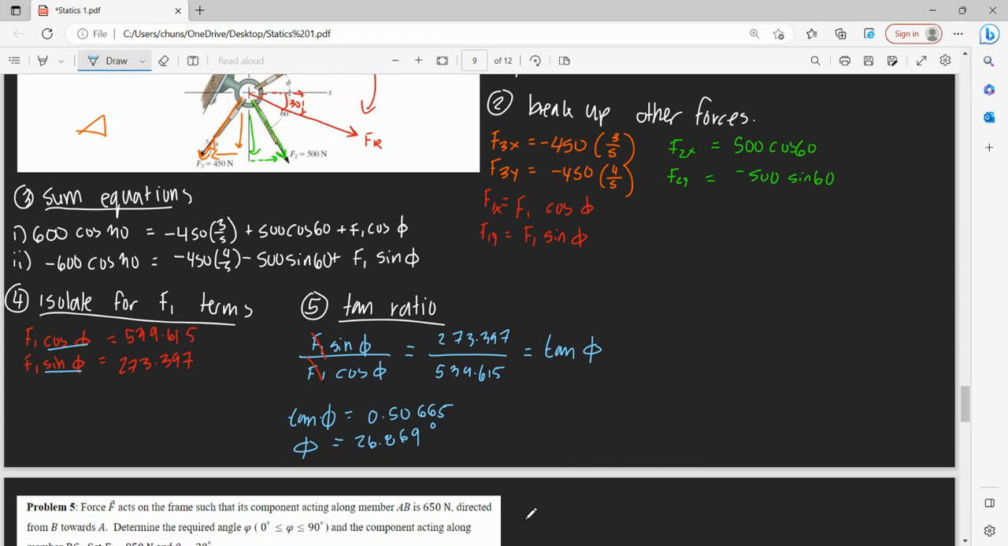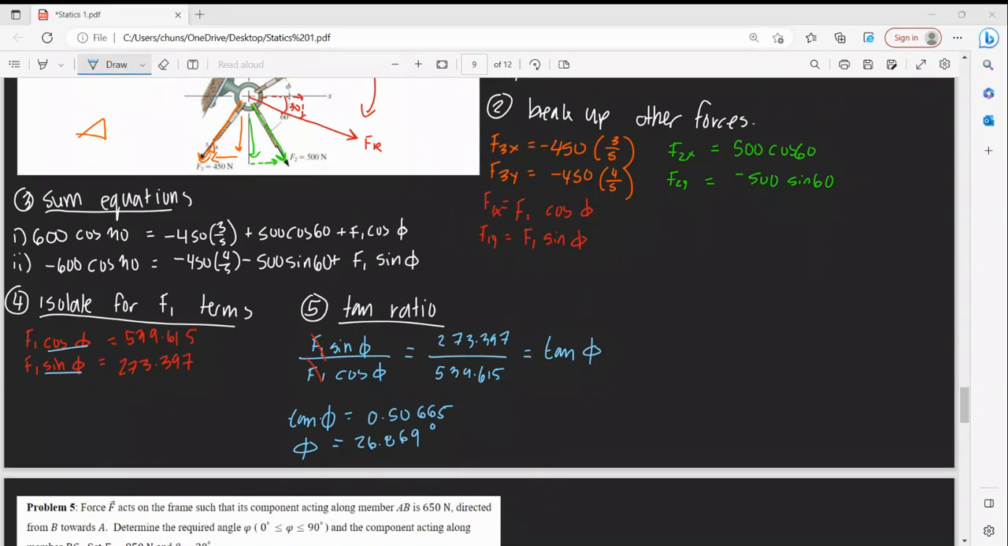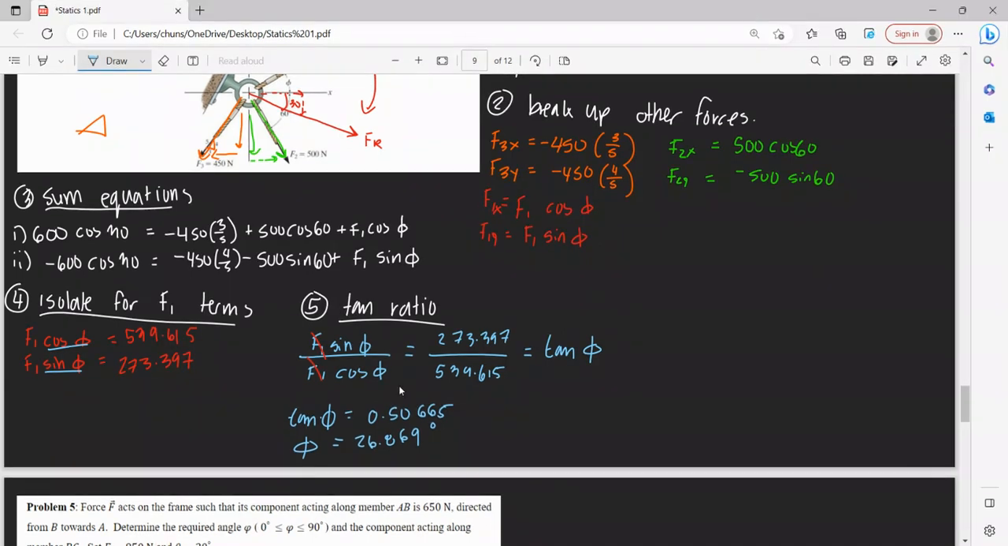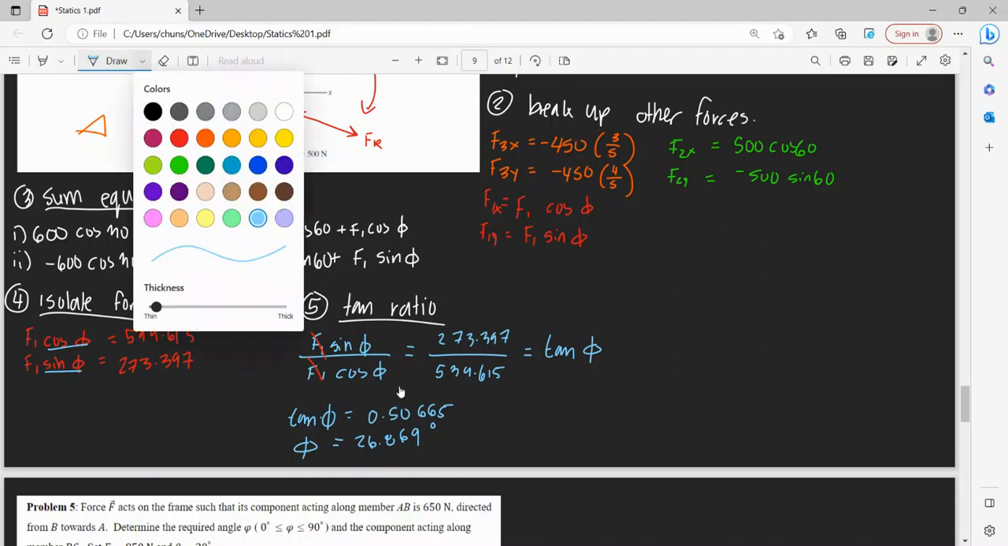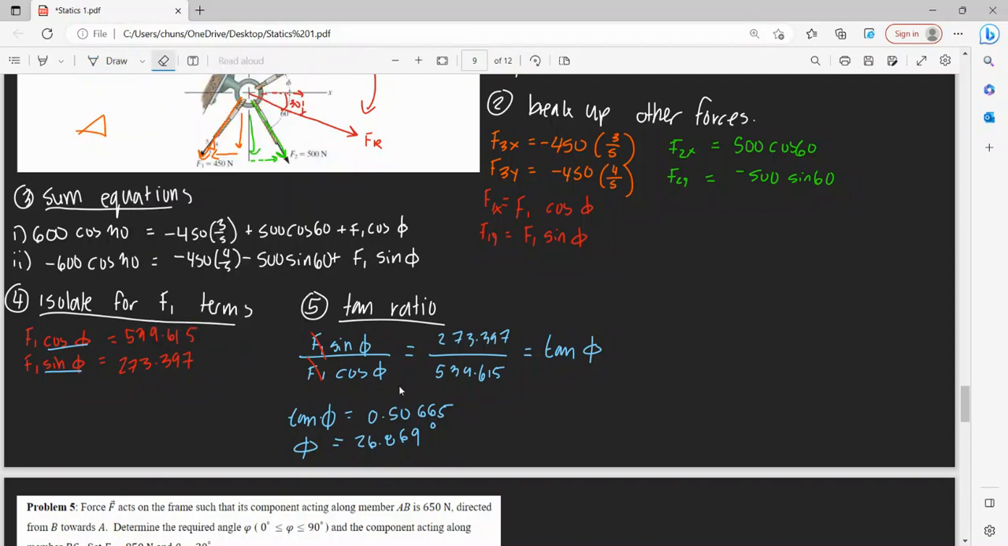Ooh, I messed up. Okay, let's see where we went wrong. Sorry, that was a small error on my part. That was just a math error. This is supposed to be sine, not cos. So that means this is going to be a different value. Okay, let's try that again.